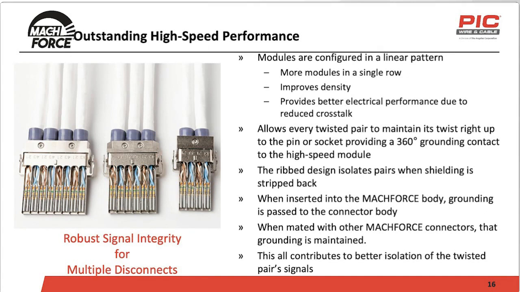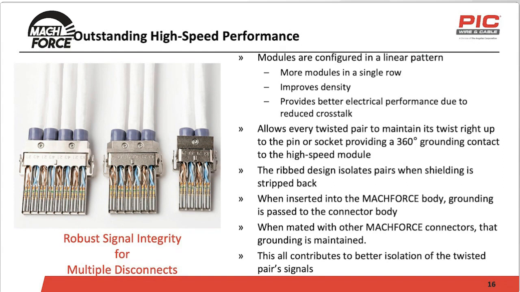First, look at how the modules are configured in a linear pattern. This allows for more modules to be placed on a single row than other connectors in their class. Not only does this help improve density, it also provides better electrical performance due to the reduced crosstalk between adjacent modules. It allows every twisted pair to maintain its twist right up to the pin or socket, where it is then stripped back and grounded at 360 degrees to the high-speed module itself.